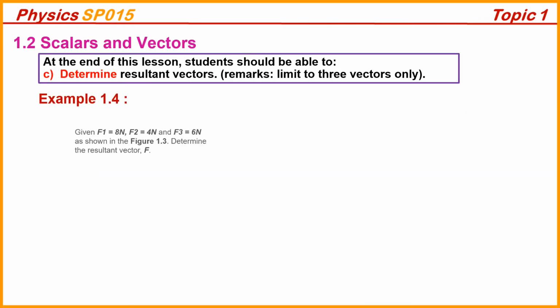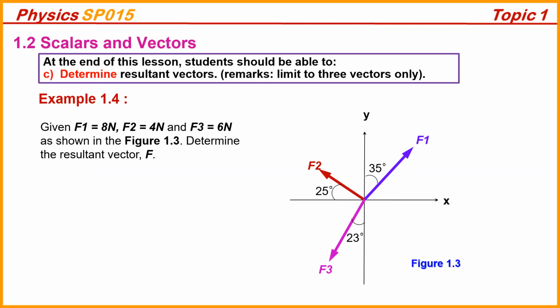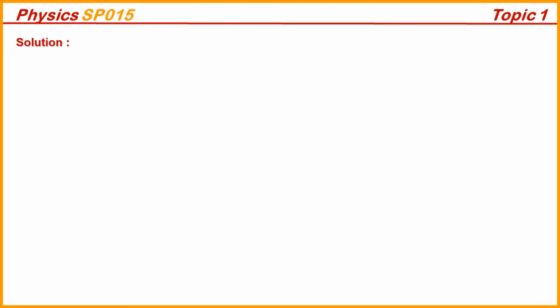The last subtopic is to determine the resultant vector. Referring to example 1.4, given F1, F2, and F3 as shown in figure 1.3, determine the resultant vector F. Take a look at the solution. There are a few steps that you can follow.